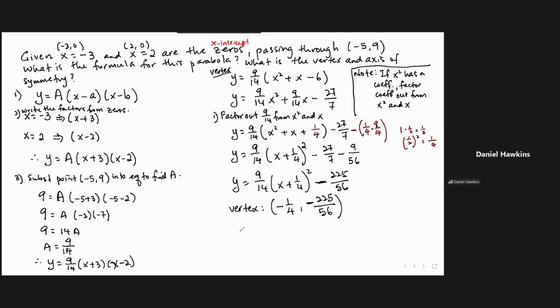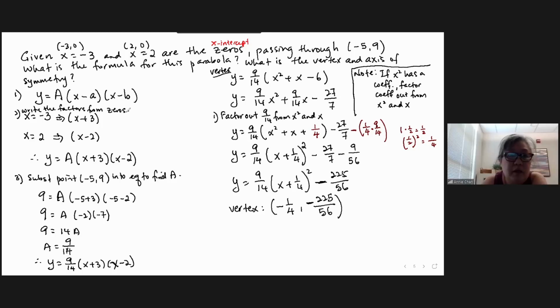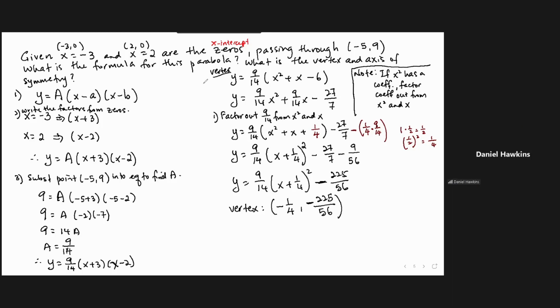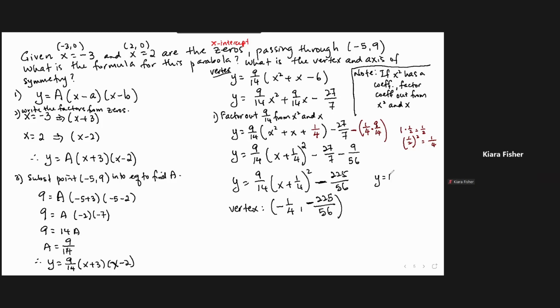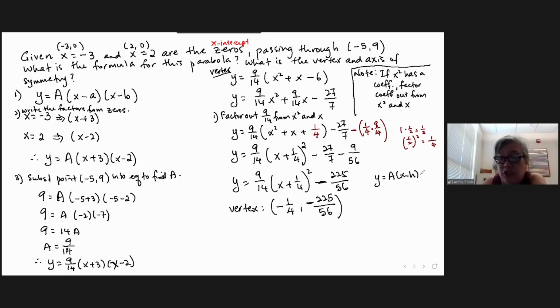Say again, the formula, Daniel? That formula is the vertex form, right? The formula we just wrote before writing the vertex, y equals 9/14 (x plus 1/2) squared minus 225/56. Yes. This is the vertex form, because the vertex form is y equals a(x minus h) squared plus k or something like that. Okay. So finally, the last question is, what is the axis of symmetry?